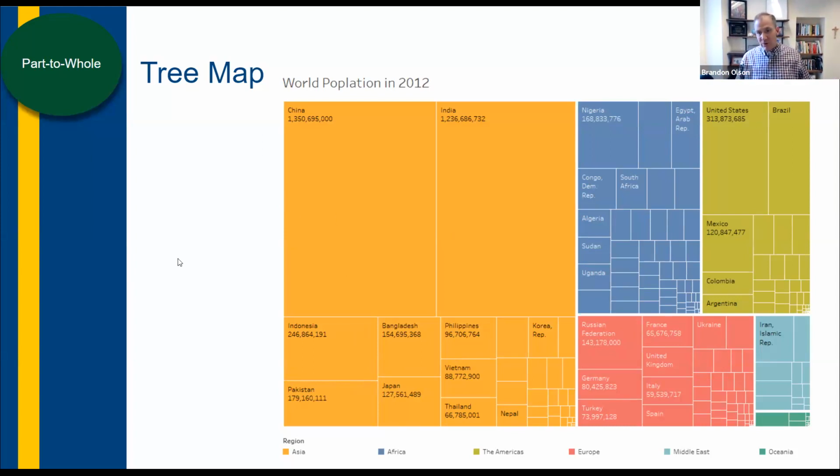This allows us some more flexibility, but similar to the pie chart, if you have sizes that are very similar in shape, it's hard to determine which is larger. Vietnam, Philippines, which is larger? The numbers tell us, but if we were just relying on size, it would be really difficult to make that determination.